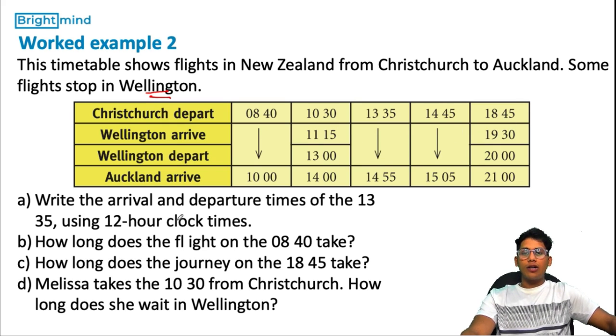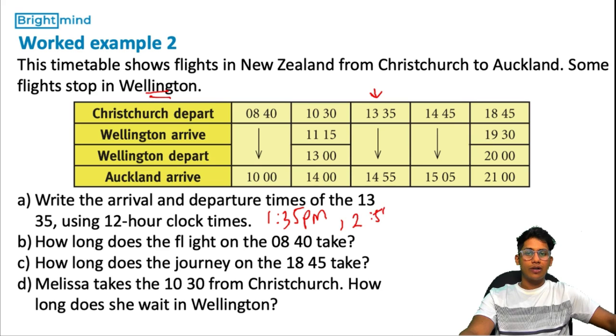Okay, so write the arrival and departure times of the 1335 using the 12-hour clock times. So 1335, I think this is what they're talking about. They want us to show the arrival and departure times. So the departure time is 1335, right? And because it's after 12, in the 24-hour format, it's greater than 12. We just do 1335 minus 12, and we have 1:35 p.m. And this is the departure. And then the arrival is basically 14:55, which is the same as writing 14 minus 12, 2:55 p.m.